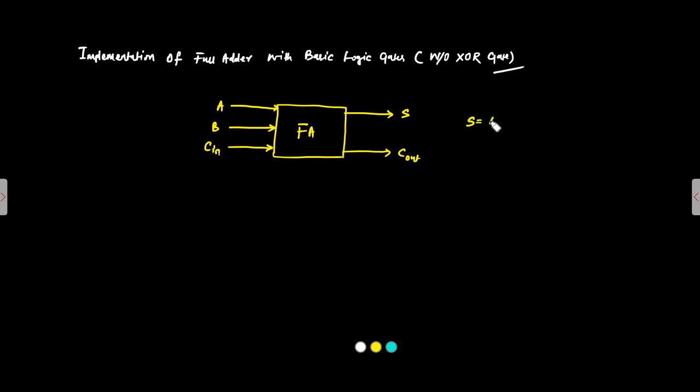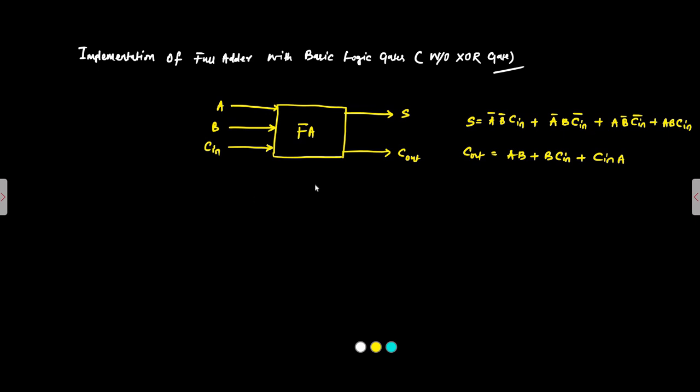Sum is expressed as A bar, B bar, C in, or A bar, B, C in bar, or A, B bar, C in bar, or A, B, C in, and the output carry is the simplified version. I'm using AB, BC, AC, or C, whatever way you want to write. So these are ANDs, and this is OR. The plus sign, it is OR. The product, it is AND.